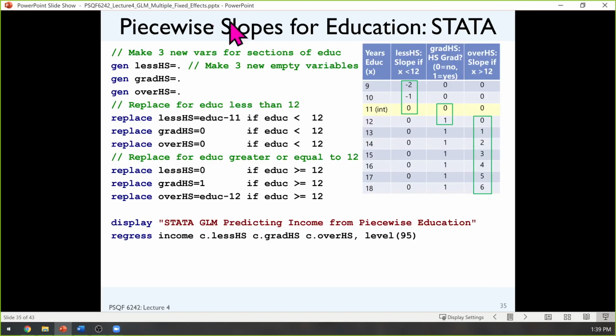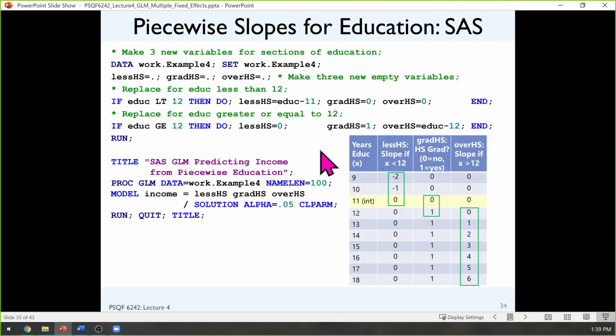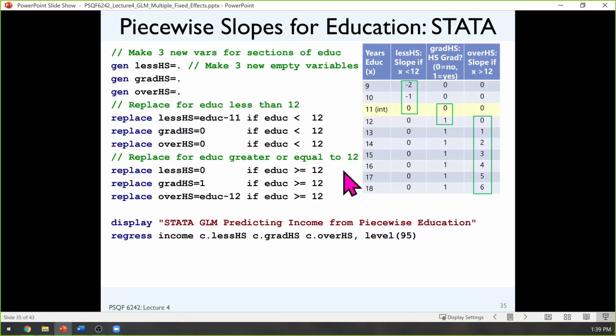Stata code has more lines to it, but does the same thing. So the first 3 statements here correspond to the less than line in SAS. So if education is less than 12, generate the first column as education minus 11, 0 out the second column, 0 out the third. Then if education is greater than or equal to 12, 0 out the first column, 1 out the second column, and then this is education minus 12. And then the 3 new predictors go into the model.